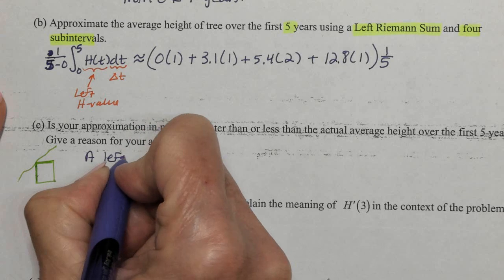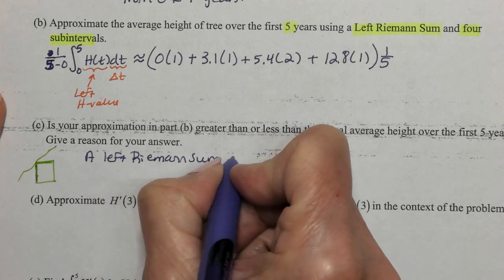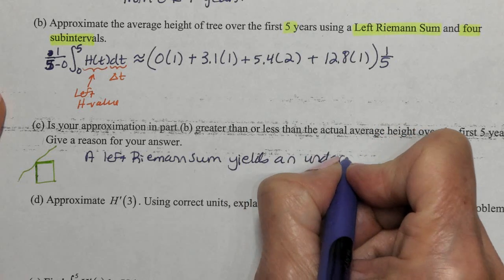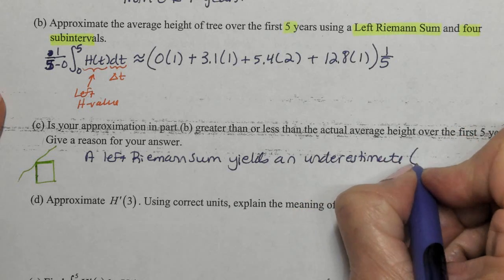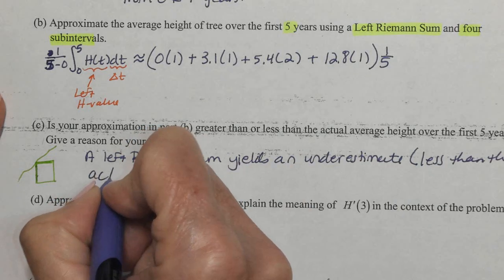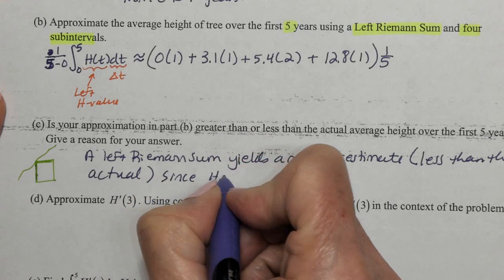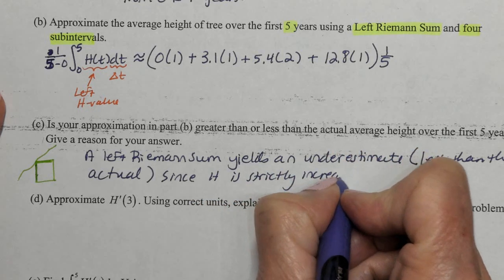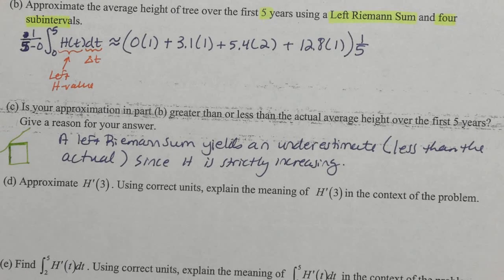A left Riemann sum yields an underestimate. It is less than the average height. Since h is strictly increasing. Okay? All right.